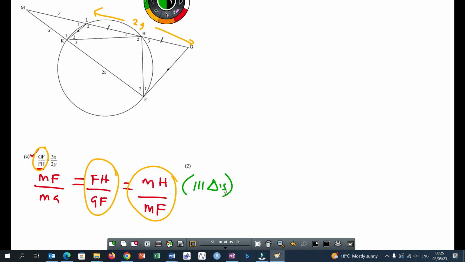Okay, so if I choose these two, I now have to swap the numerators and the denominators. So I can write and say, therefore, GF over FH will be equal to MF over MH. Okay, but our MF is equal to 3x and MH is going to be equal to 2y.